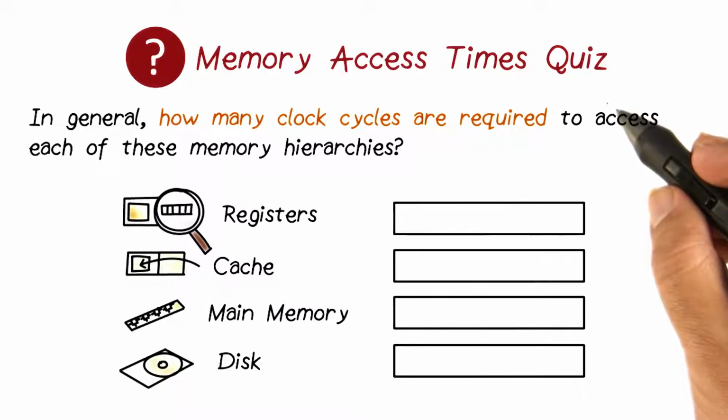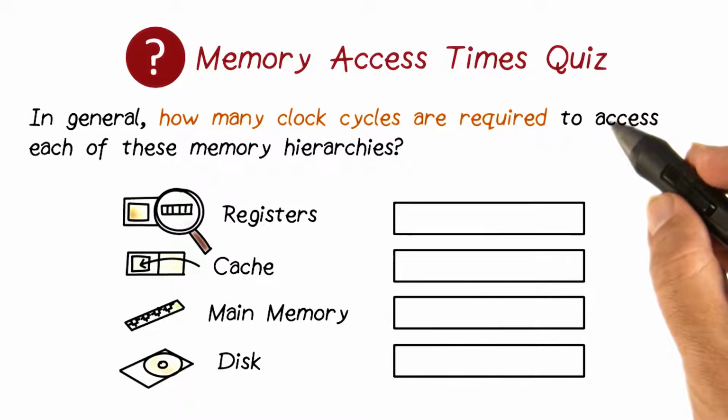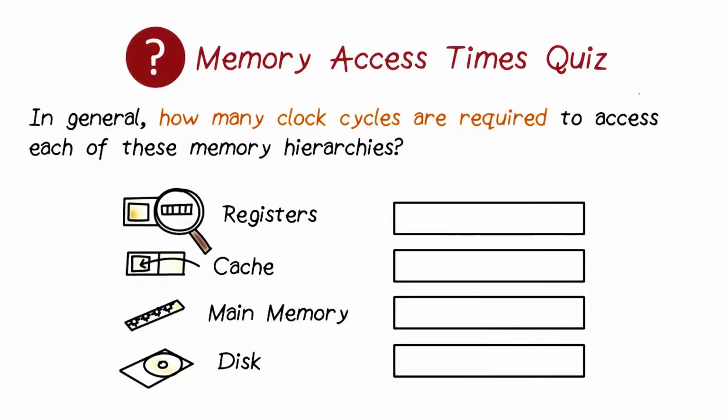So here is a quiz on memory access times. In general, how many clock cycles are required to access each one of these memory hierarchies? We have 4 of these here: registers, caches, main memory, and disk. And with your knowledge of computer architectures, please write the number of cycles for each one of these memory hierarchies. Please go ahead and write your answers now.